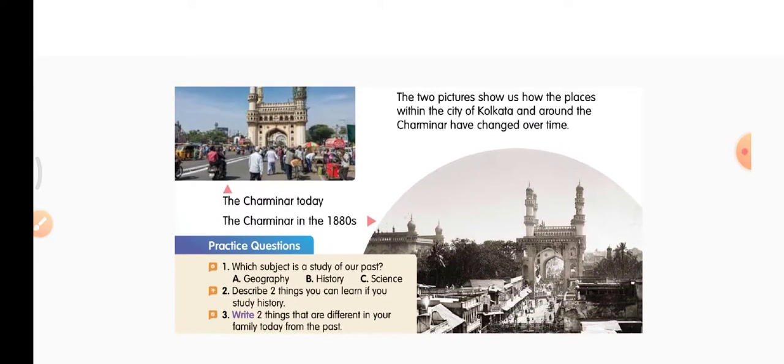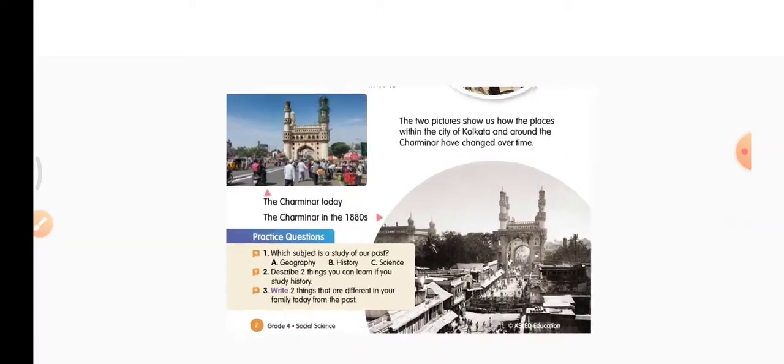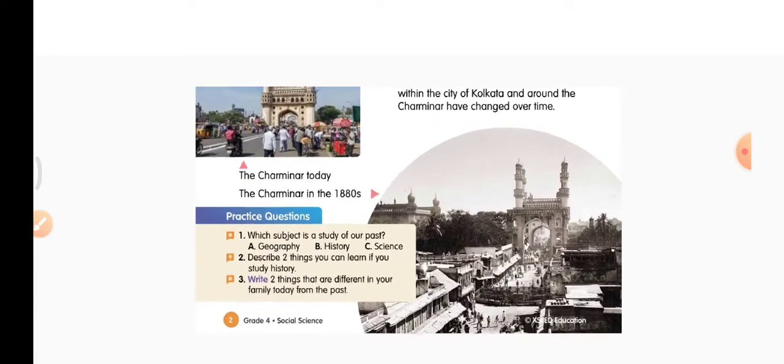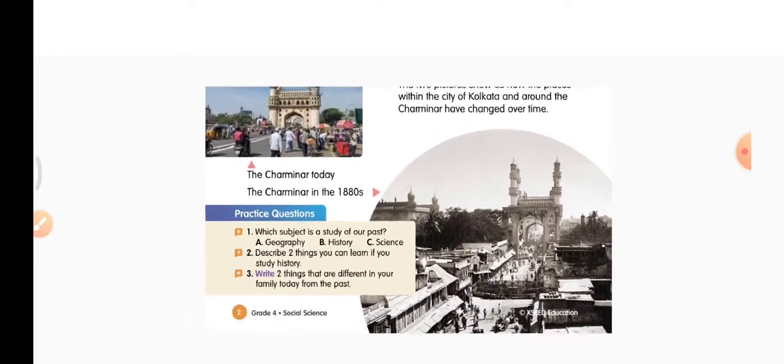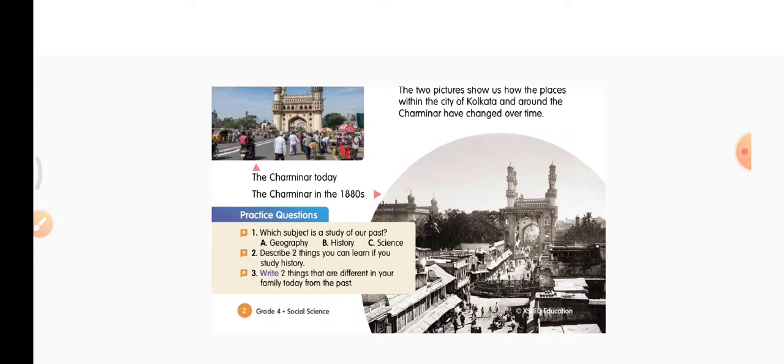What we are going to do now is circle what is same in these pictures. We have to compare these old and new pictures of Charminar and circle the things that are same. What are same in these pictures?